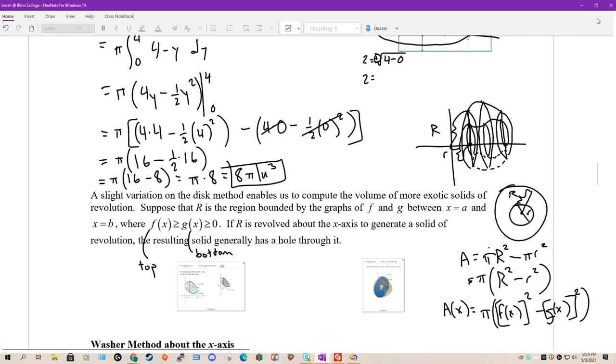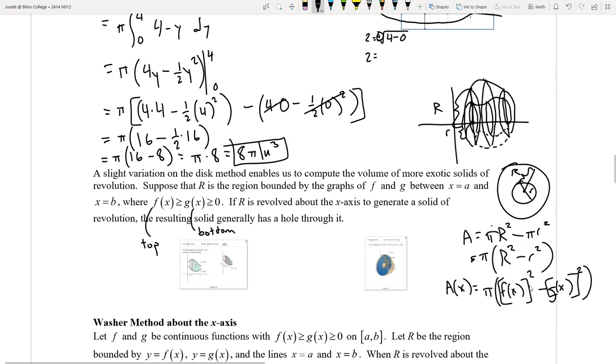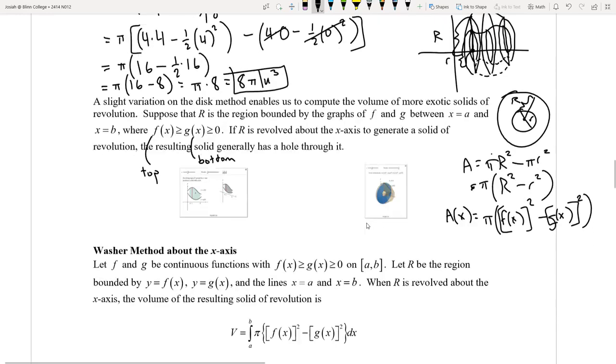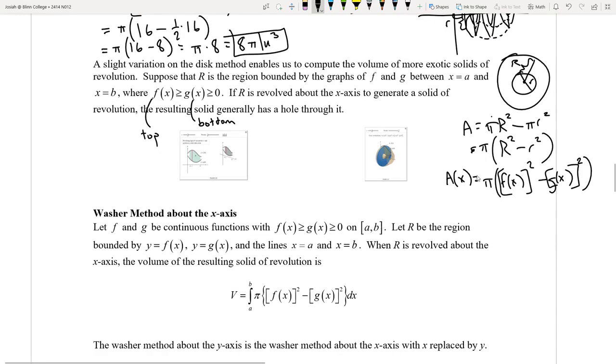And so this is going to color then how our method looks. We'll call this the washer method because a washer will have a hole in it. And this gives us our area. We integrate that. So you take the upper function, square it, minus the lower function squared, multiply that whole thing by pi, and integrate that.